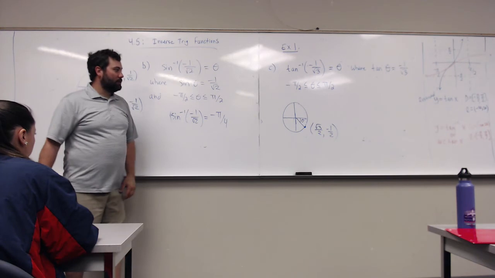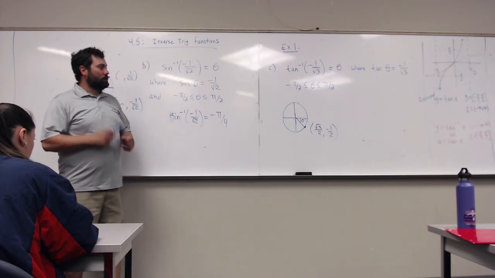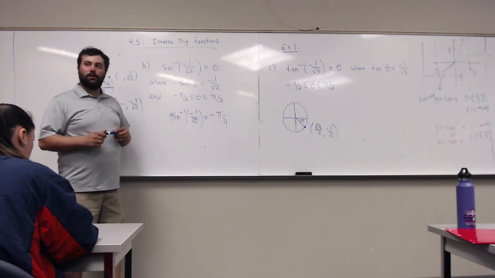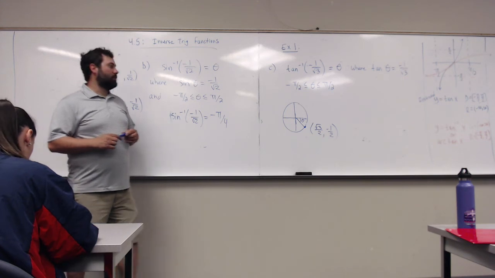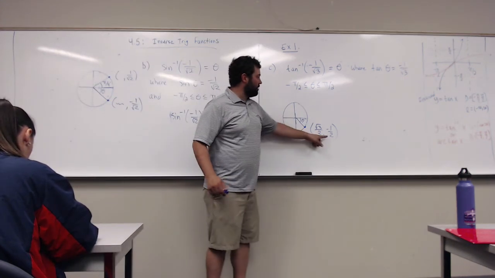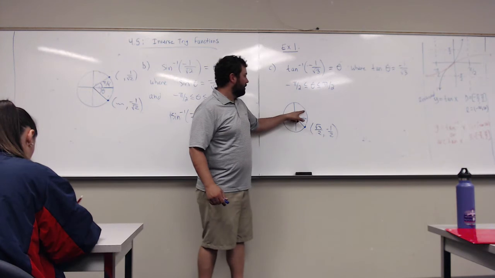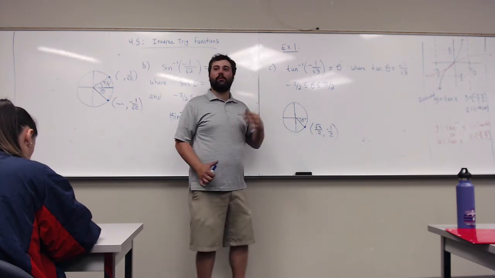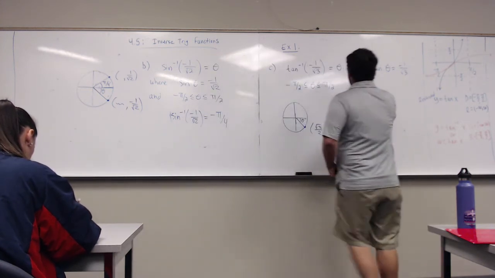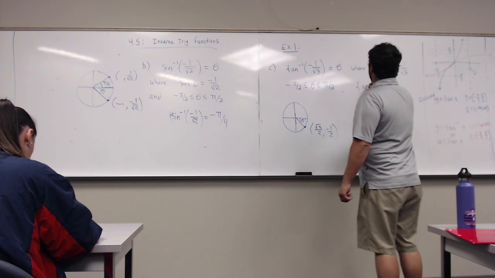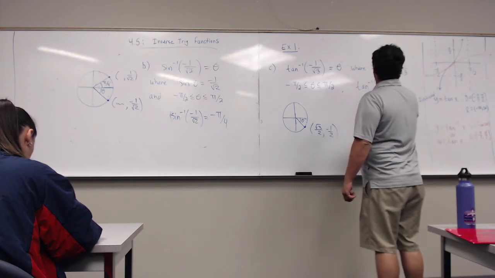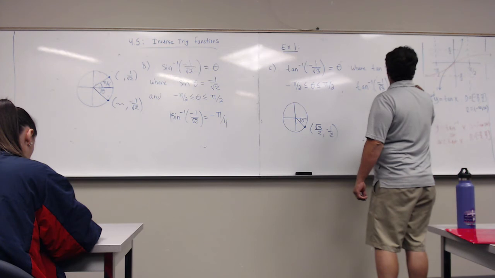And then, anybody know what angle would work there? So yeah, remember sine of positive pi over 6 has a y-coordinate of 1/2. If you reflect that over, that brings you to minus pi over 6. Okay, so that means tangent inverse of minus 1 over root 3 is negative pi over 6.